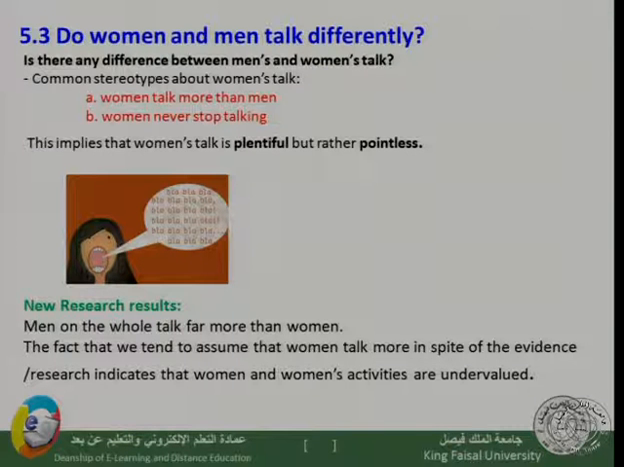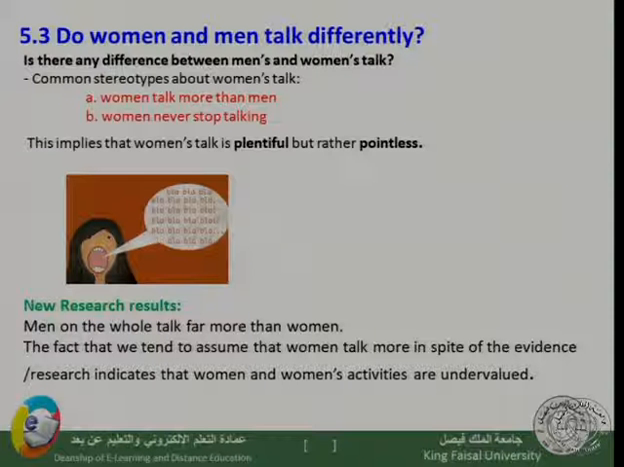Now, these stereotypes imply that women's talk is plentiful. They talk a lot. They spend a long time talking, but whatever they talk about is not of very important significance. Their talk is pointless. This is an example of how women are stereotyped in general and in our societies as well. Now, there is new research which proves that this stereotype is not valid, where the results of this research indicate that men on the whole talk far more than women.